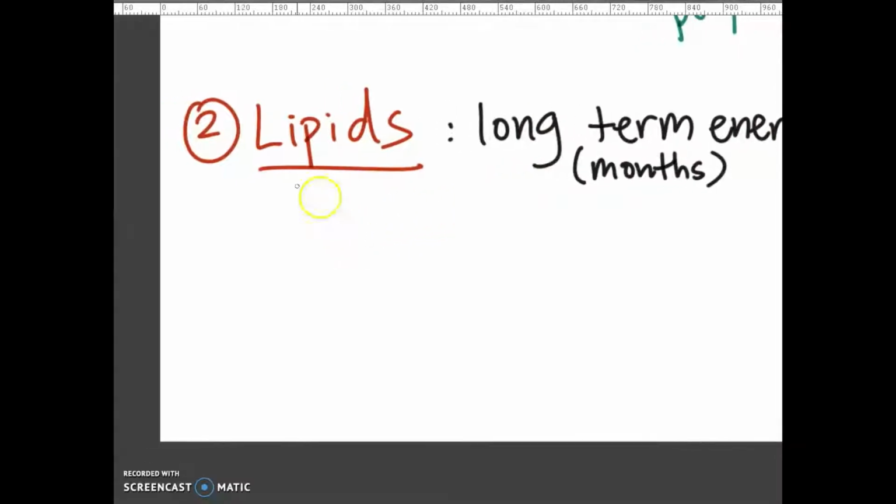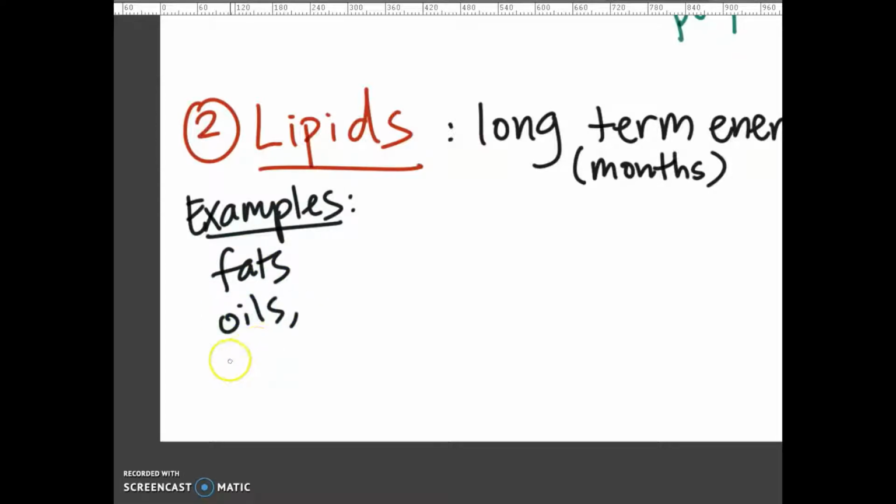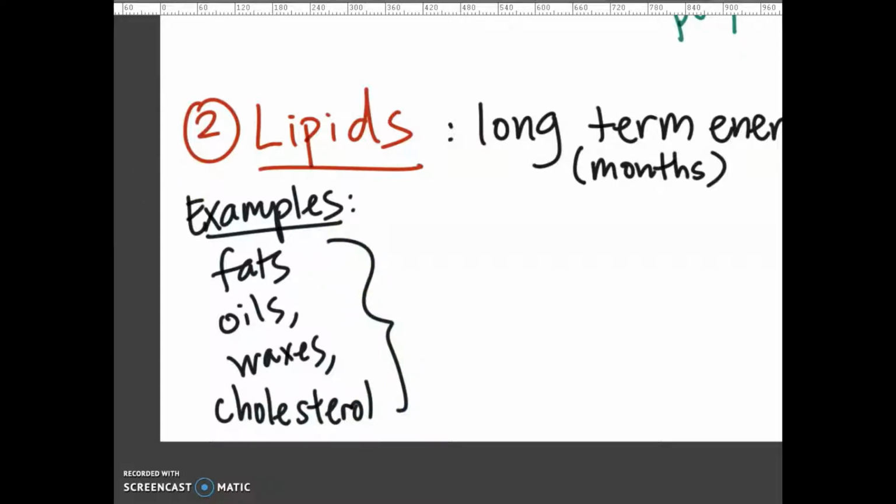Okay, so examples of your lipids are all of the things that are your fats and oils, waxes, and cholesterol is here as well. The important thing is all of these are non-polar, as in they do not mix with water.